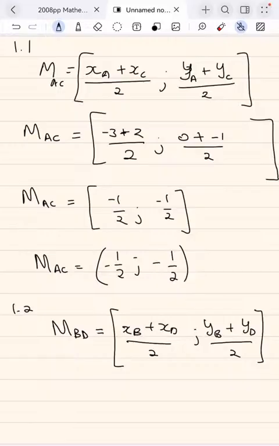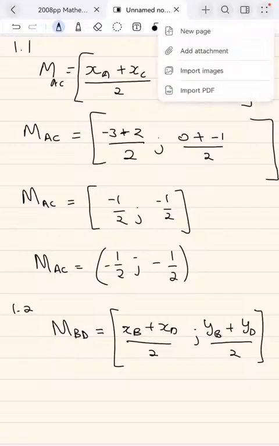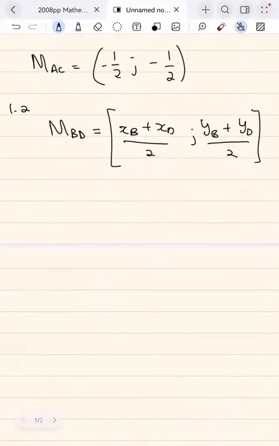Oh, the page is finished. Alright. How do we add a page here? New page. Right. We add a page.